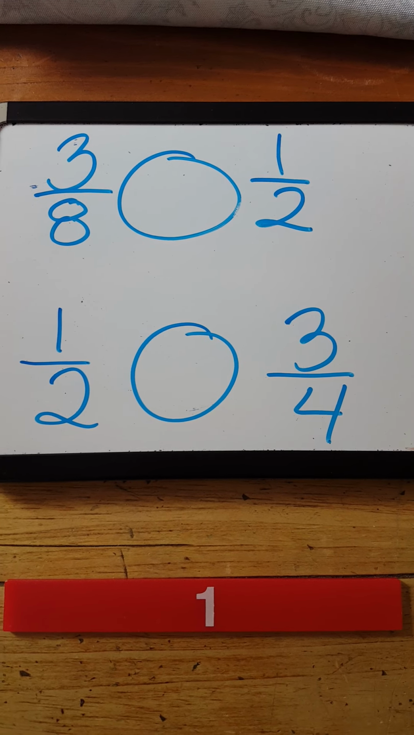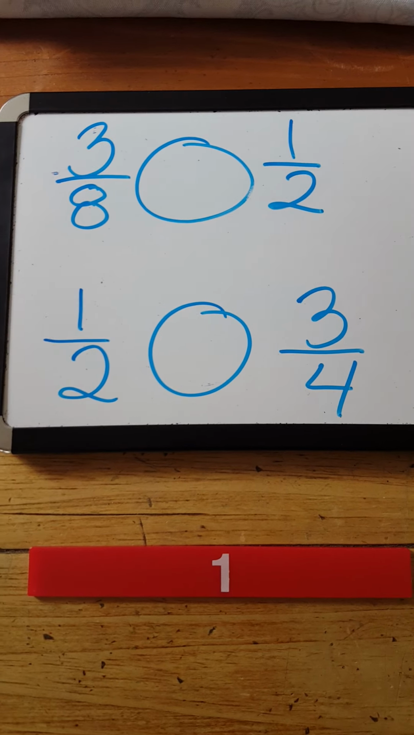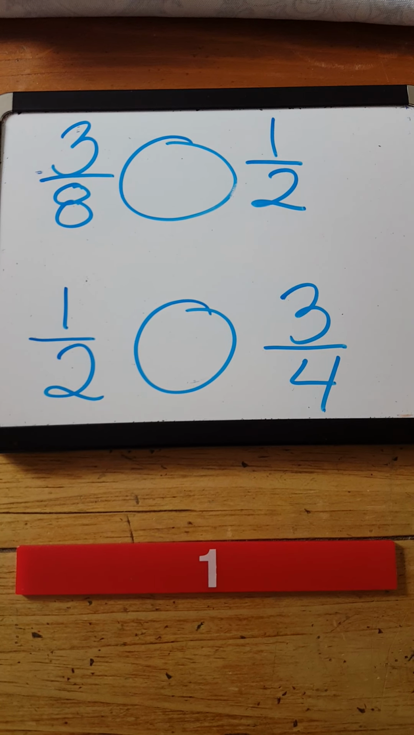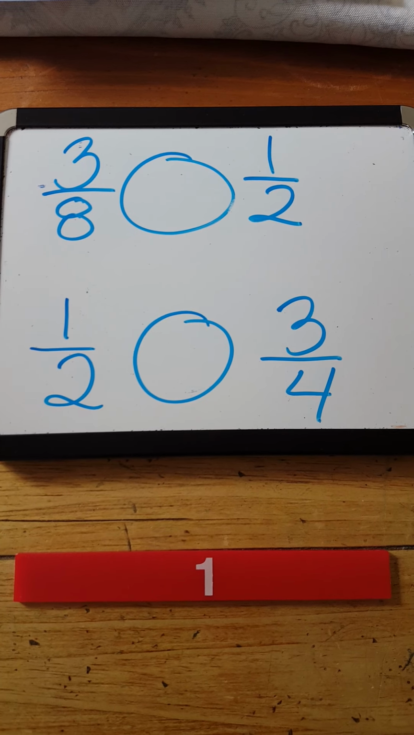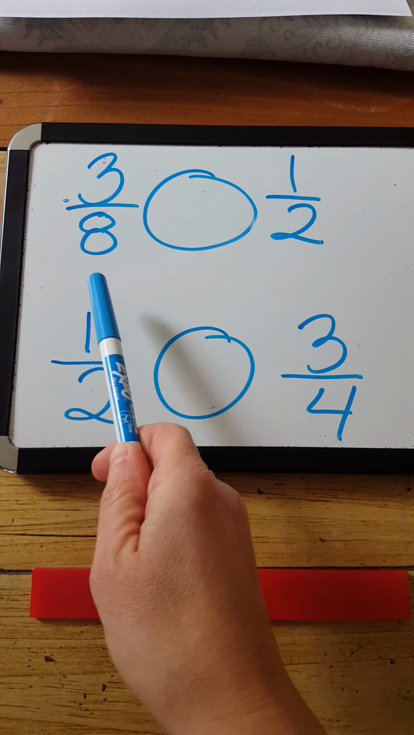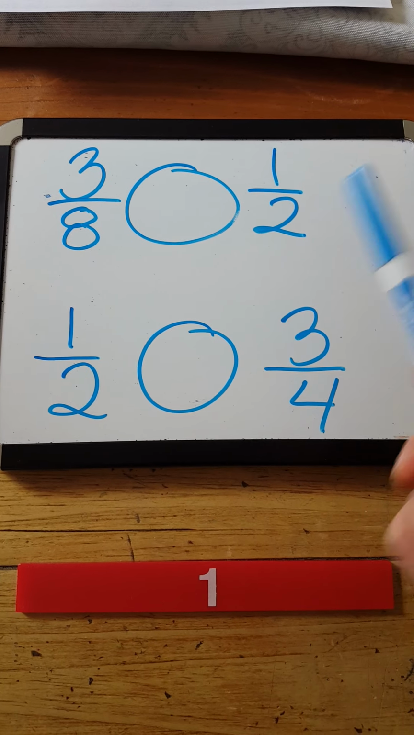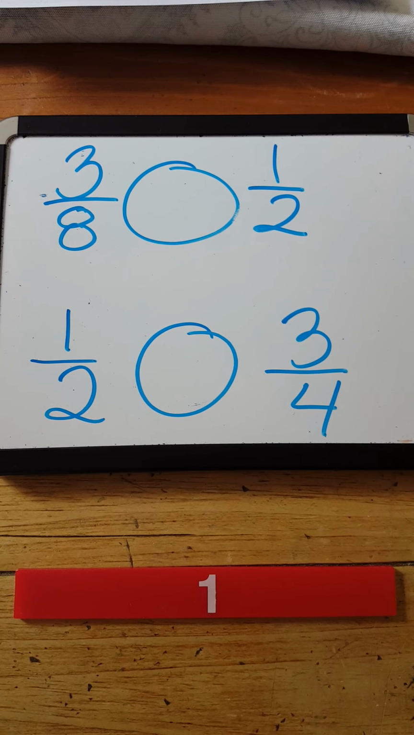And yesterday we spent time comparing fractions with the same numerator. And today we're going to talk about how to compare fractions with different numerators. So when the numerators are the same, like they were yesterday, you only need to consider the denominator. But when the numerators are different, you have to consider both. So how do we do that?